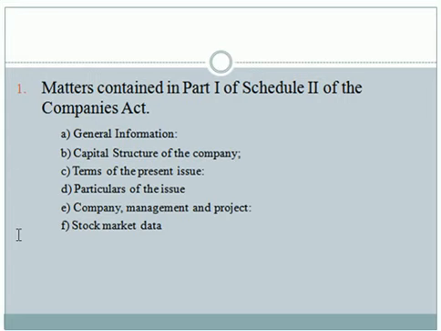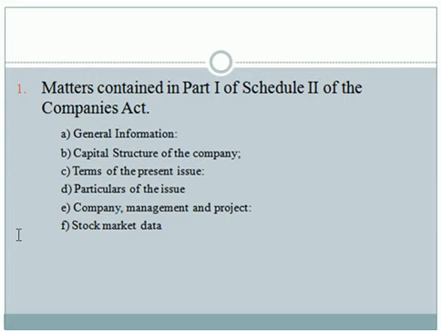The capital structure of the company comprises the authorized capital, issued capital, subscribed capital, and what will be the paid-up capital of the present issue. All those things, the planning of all those things, will be mentioned in the capital structure. The third is terms of the present issue. This is about the terms of payment, and about the rights of the instrument holder or the equity holder who will be buying the shares.